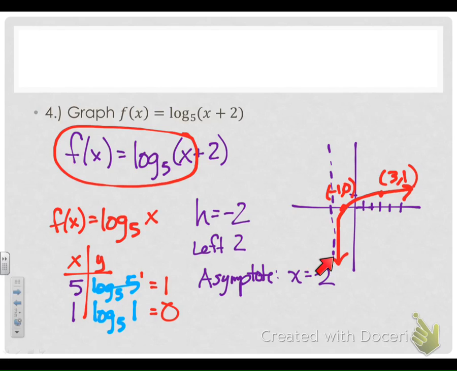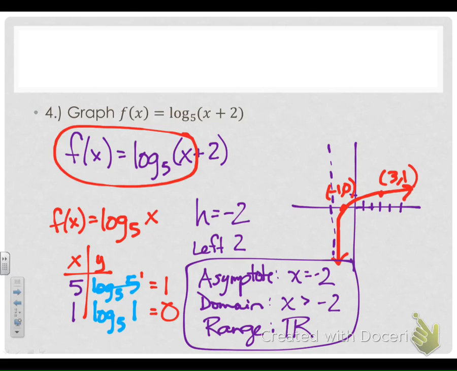Notice the shape. Shape is not passing the asymptote. It hits that -1, 0 point, starts sloping off. It should not look like a right angle. I noticed that in some of your homework, that we were making logarithms look like right angles, and this should not be a right angle. It should be a curve. So if the asymptote is x equals -2, the domain, the x coordinates will have to be bigger than -2, and the range is all real numbers. I'll be looking for this tomorrow.